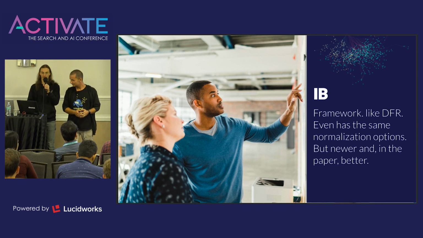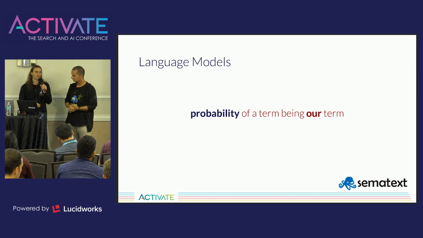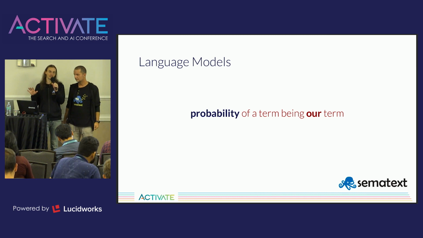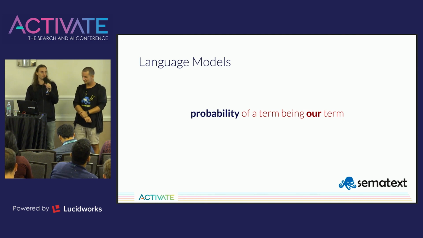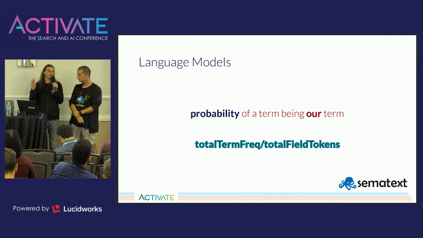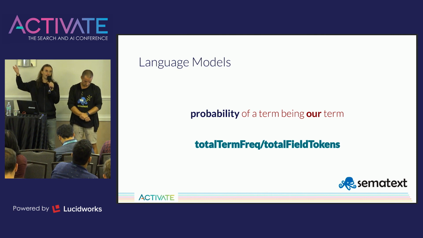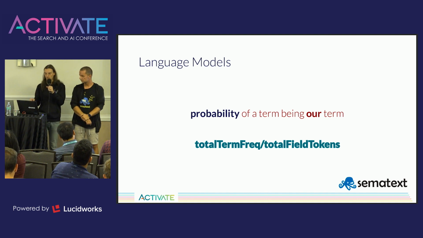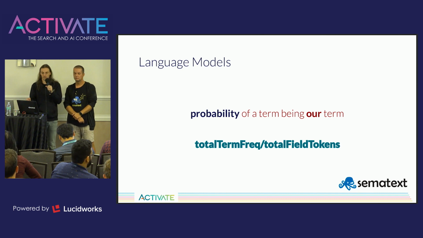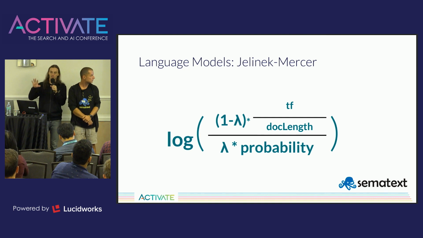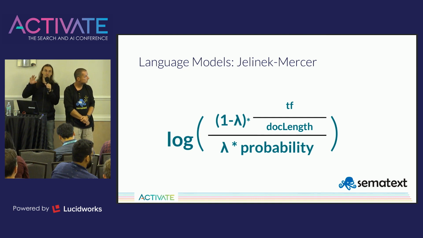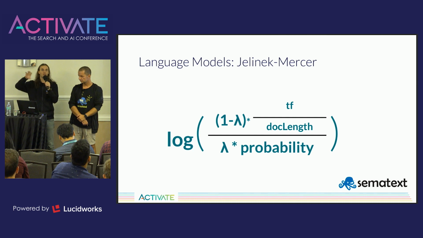All right. So that being said, let's move on to language models. Language models are very similar to DFI in the sense that they're probabilistic models. What's the probability of a term to be our term, right? Same thing here. How many cats we have, and we divide that by how many terms we have in the whole index. That's our probability. That's the language model of our index, right? And there are two language models to choose from. Here we're going to focus on the Jelinek-Mercer one, which basically divides the language model of our document by the language model of our index.